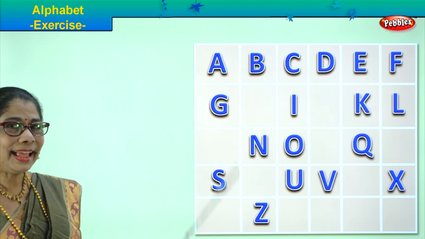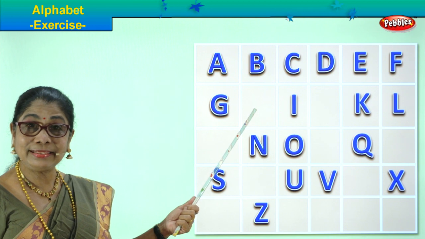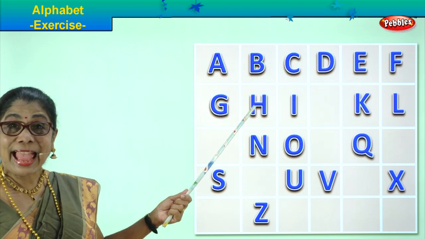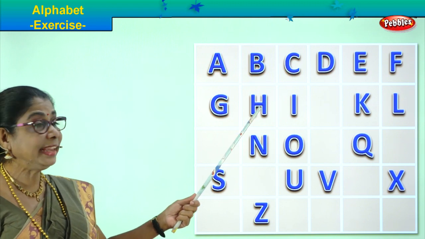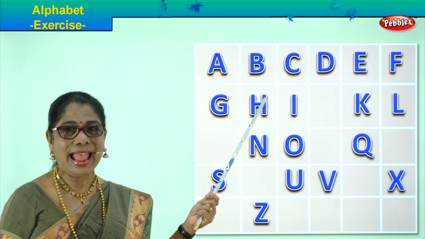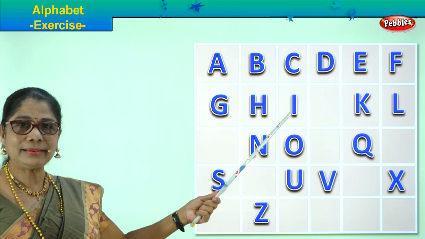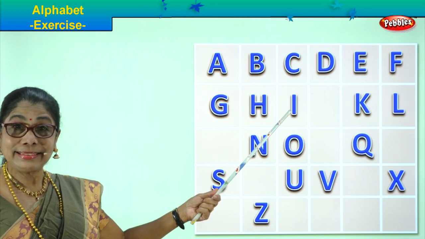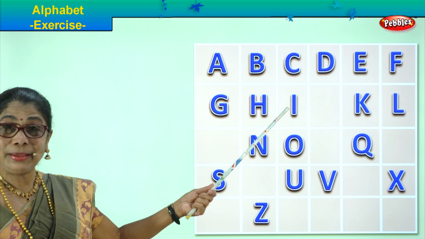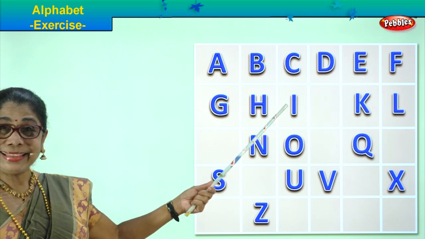Girl. Excellent. After G comes letter H. Excellent. House. H. House. Sound. Very good. What is this letter? I. Very good. I. Ice cream. And what is the sound of I? E.